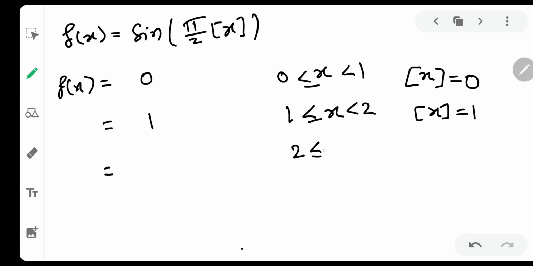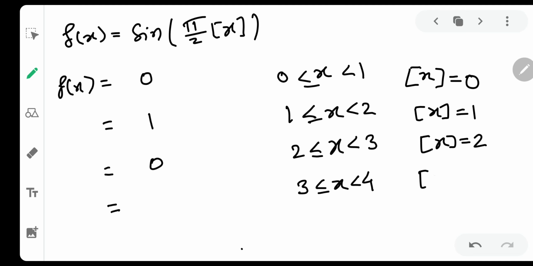And from 2 to 3, the GIF of x is equal to 2. So this will be sine of pi by 2 into 2. Pi by 2 into 2 is pi. So sine of pi would be 0. And from 3 to 4 the GIF of x would be equal to 3 and sine of pi by 2 into 3 will be sine of 3 pi by 2, which is minus 1.